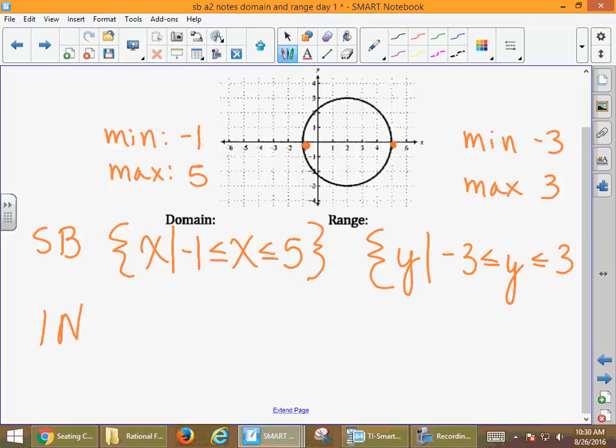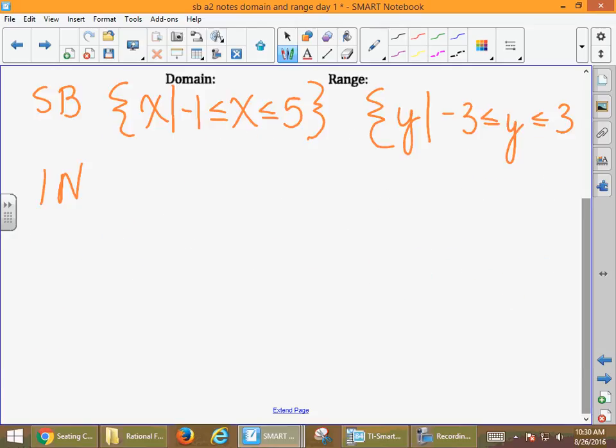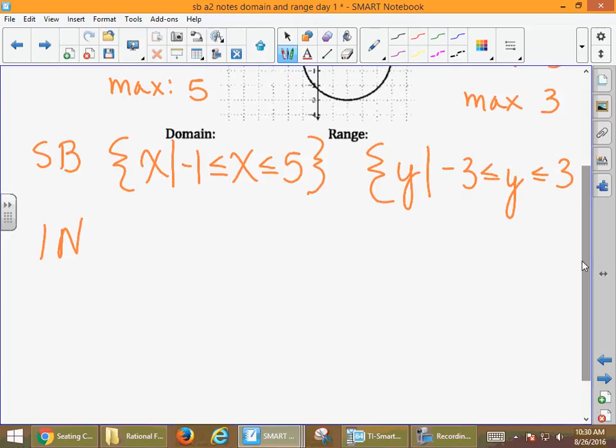SB, set builder. Interval notation, IN. Well, when we do this, it's -1 to 5, our two values that were given. They both have equals in them, so we're going to have a bracket. Over here for the range, -3 to 3, because they also both have equals, we're going to have a bracket.